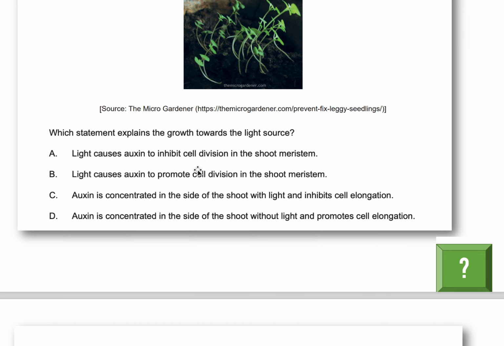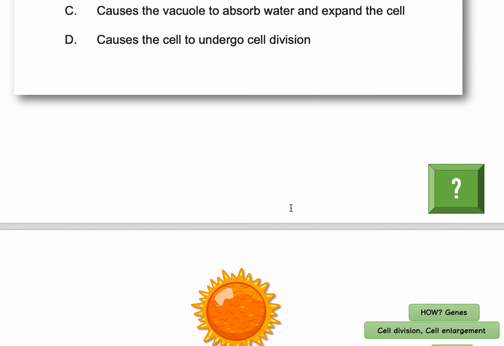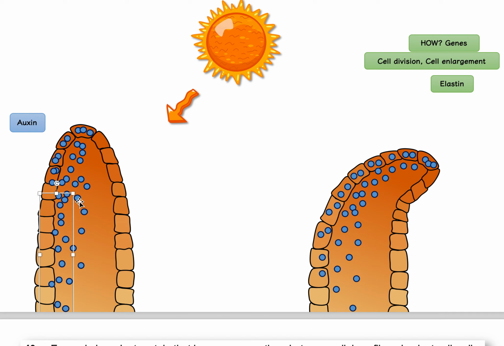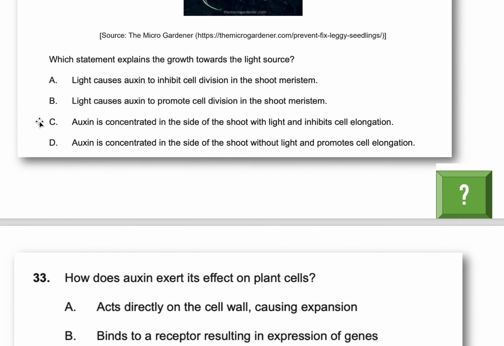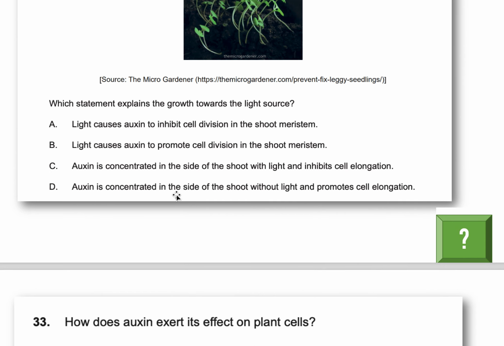And again here, B also has cell division, so it's not going to be this. So it's going to be C or D. Let's read them. Auxin is concentrated in the side of the shoot, and again, shoot just means stem, with light and inhibits cell elongation. So they're saying auxin is at the side with light. Is that true? No. Auxin goes to the side that is opposite to the light, the shady side. So we know it's not C. But D is saying auxin is concentrated in the side of the shoot without light and promotes cell elongation. That's exactly right. It's going to be D.